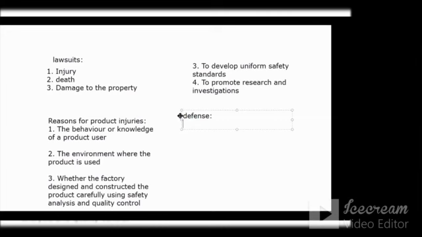Okay, and the defendant will attempt to prove. Who is the defendant? The manufacturer is the defendant. The defendant will attempt to prove that the plaintiff. The plaintiff is the person who files the complaint, who files the lawsuit. The party who is claiming that our product is faulty is known as the plaintiff. So that is what I was telling here. A defendant will attempt to prove that the plaintiff's bad judgment.